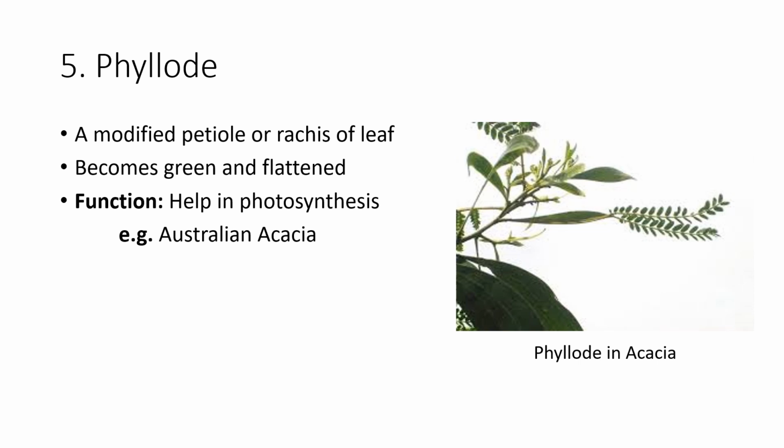Phyllodes. Phyllodes is actually a modified petiole. I hope you remember, students, that petiole is the leaf stalk that attaches the leaf base to the stem. So, phyllodes is actually a modified petiole of a compound leaf, which is leaf-like in appearance and function. That is, it becomes flattened, green, and is able to carry out photosynthesis. The leaflets of the compound leaf gradually disappear. Phyllodes are present in plants such as Australian acacia.